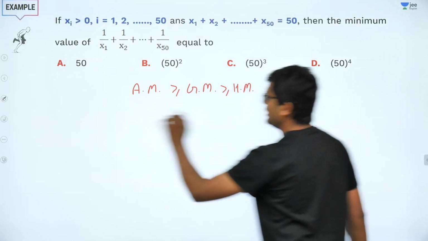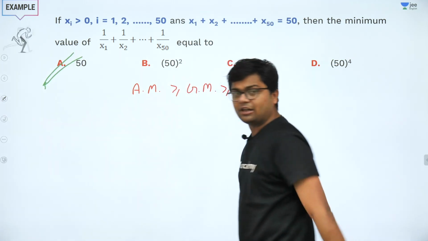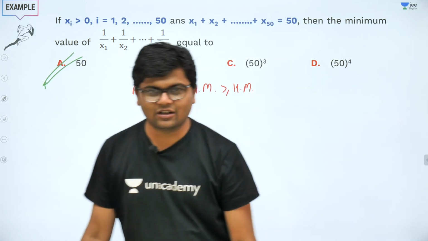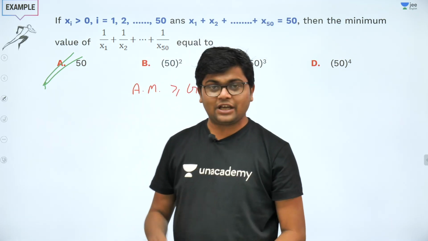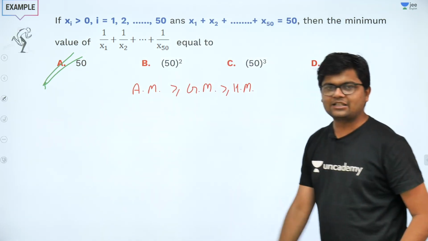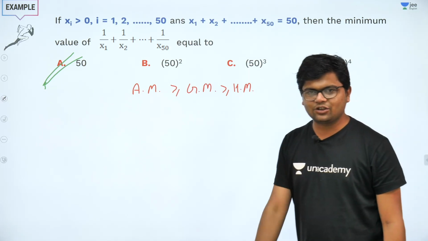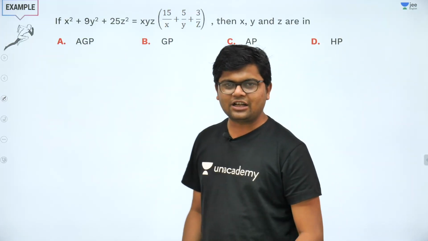So the answer will be A. Very wonderful question, very easy question actually. So you need to solve this question by the inequality of AM greater than GM greater than HM. I hope everybody must have enjoyed it. Very good. So let's try with the next question.